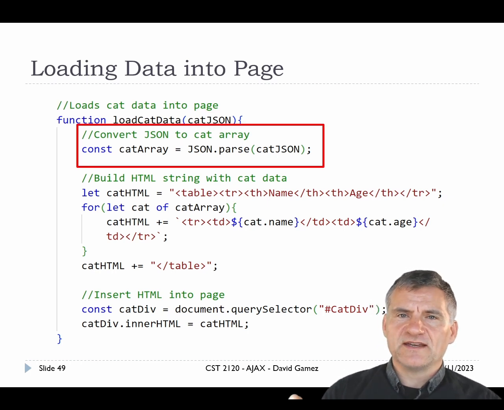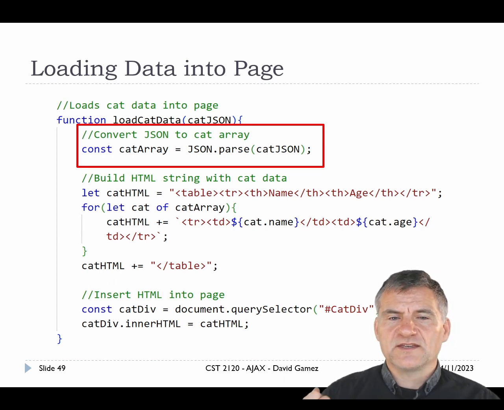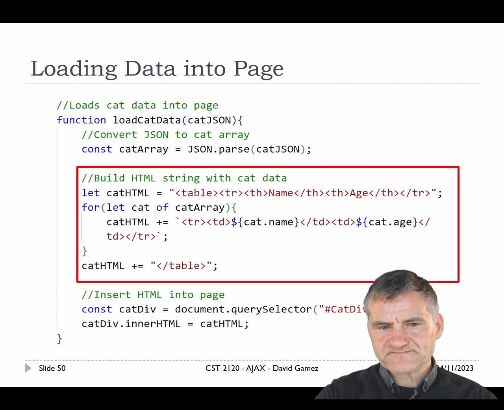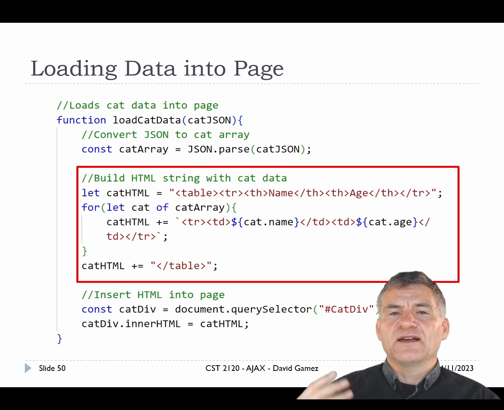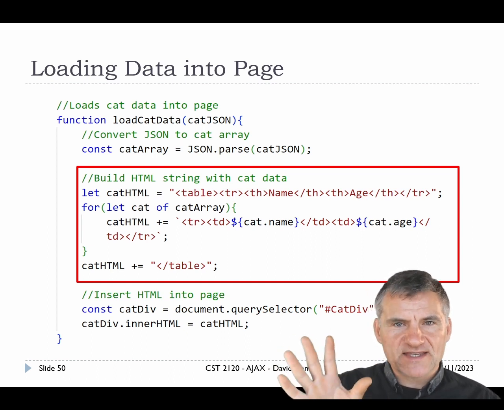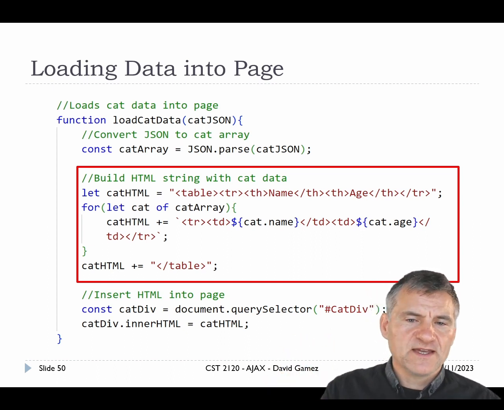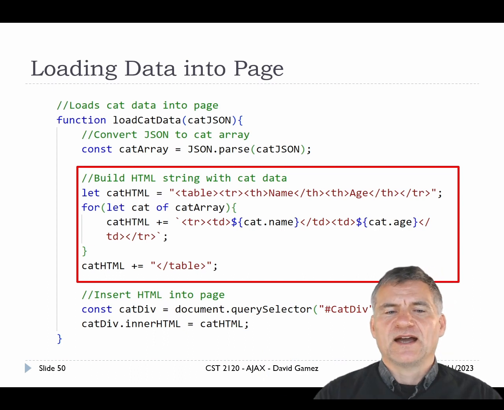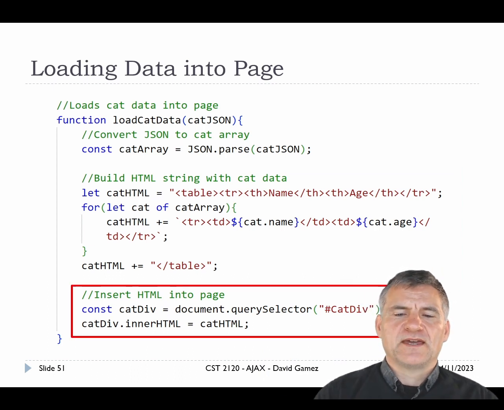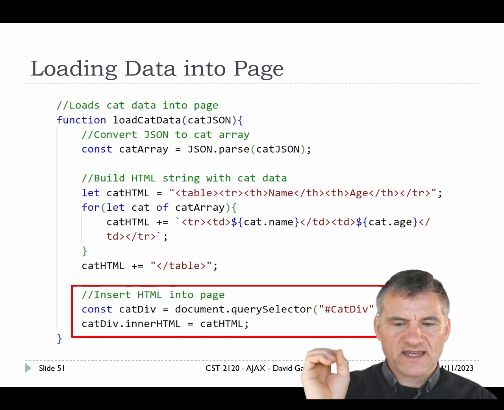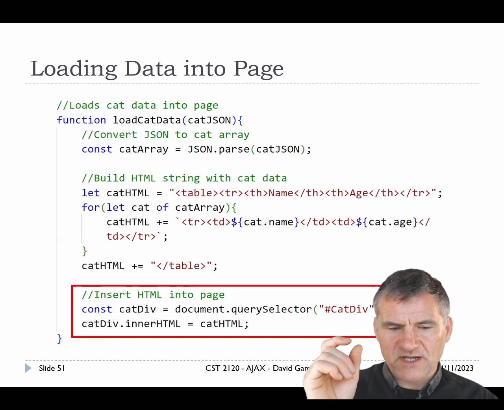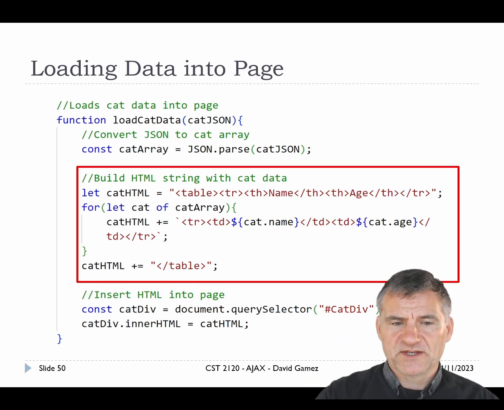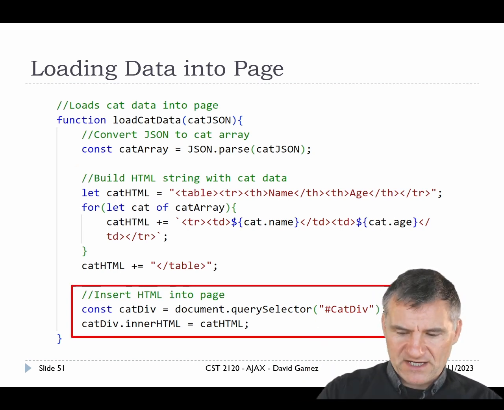Now it's a JSON string. It's not a JavaScript object, so we need to convert it into a JavaScript object using the JSON.parse method. Then, just like the rankings table, we can build a string that has the HTML, basically wrapping the data we've received from the server in some HTML tags. So that's what I'm doing there. And then I've got a cat div with the ID catDiv, and we're using the querySelector to pick that out from the document object model and insert the HTML string we built into the page.